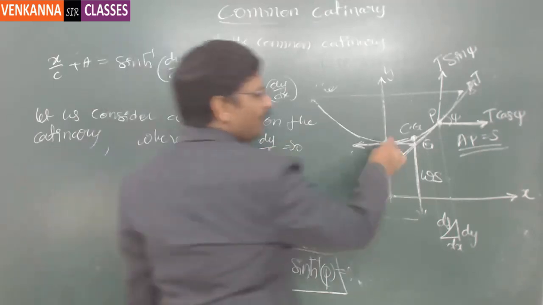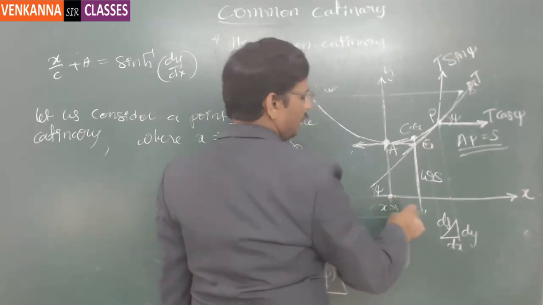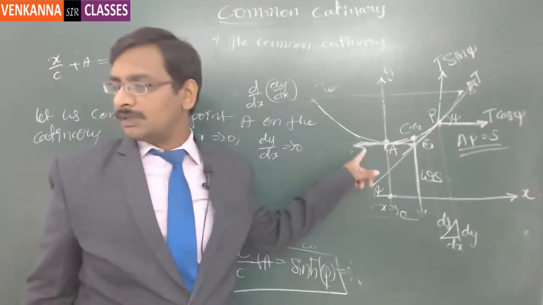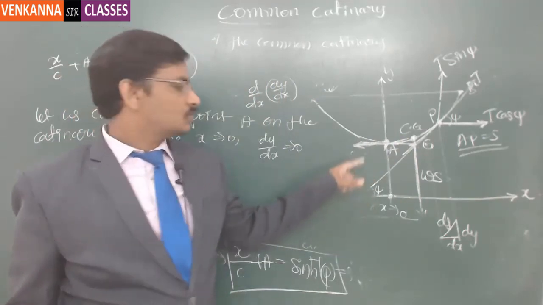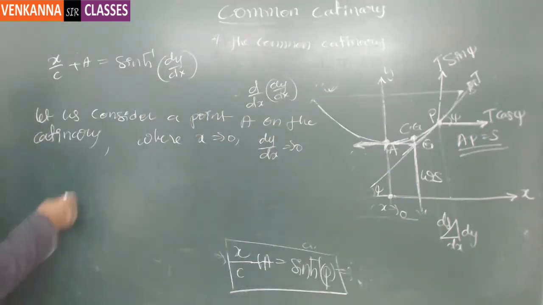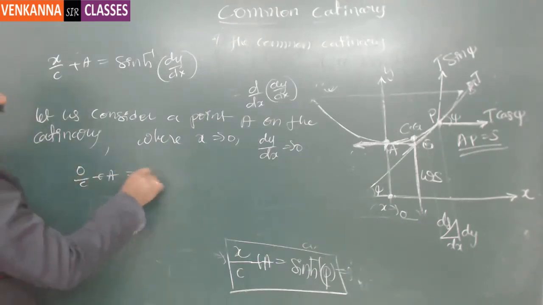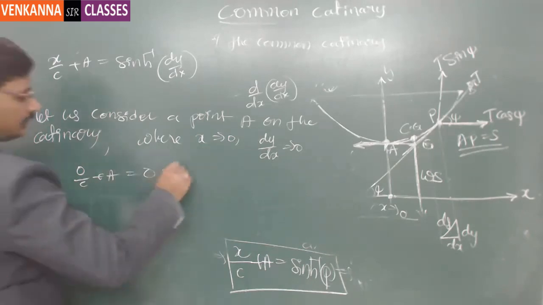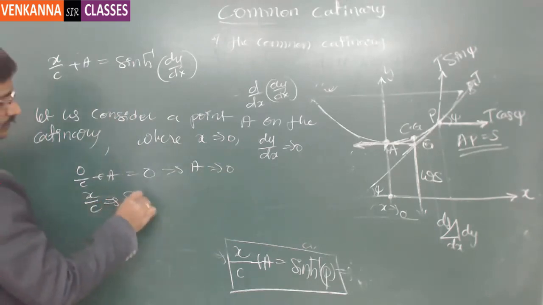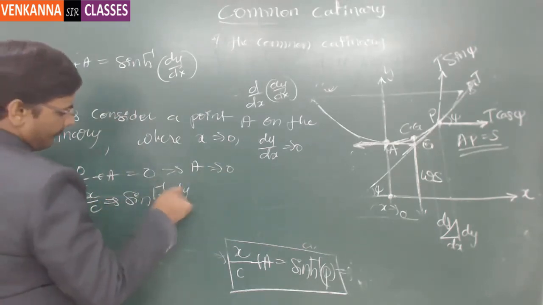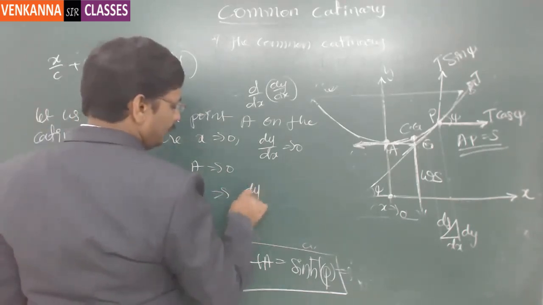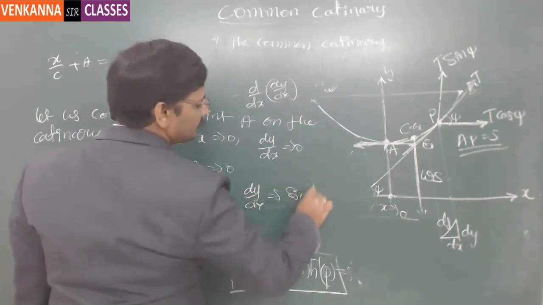If you notice, this point is located at x equal to 0, and the derivative is nothing but the slope of the curve. So the tangent is parallel to the x-axis, hence you get the slope as 0, dy by dx is equal to 0. If you put it here, 0 by c plus a is equal to 0. Sinh inverse of 0 is again 0, so it implies a is equal to 0. So we have got the simple relation x by c is equal to sinh inverse of dy by dx. Or if you put it on the other side, dy by dx is equal to sinh of x by c.